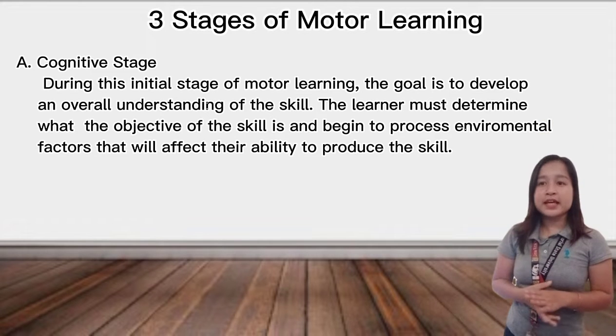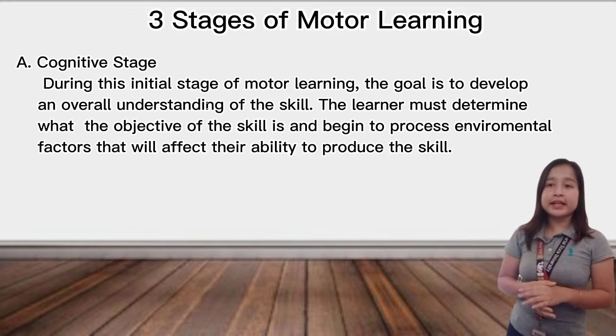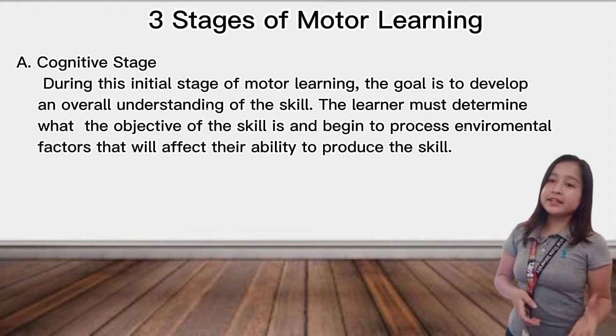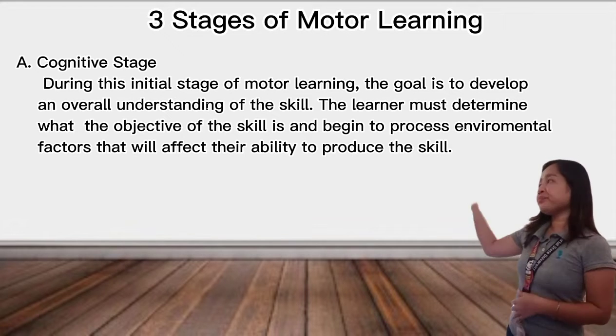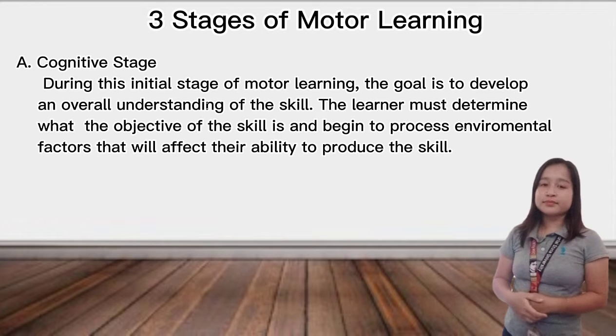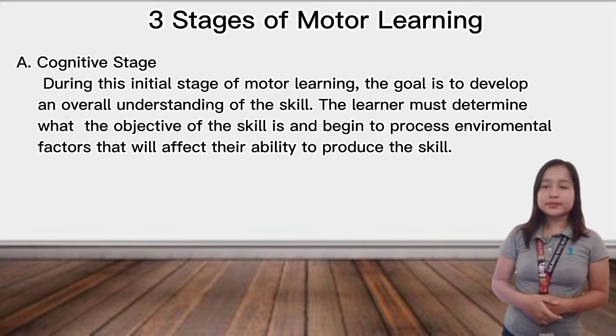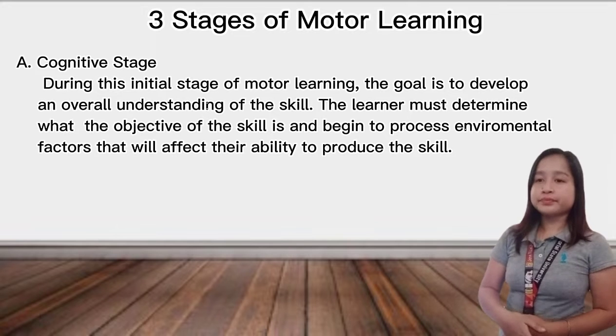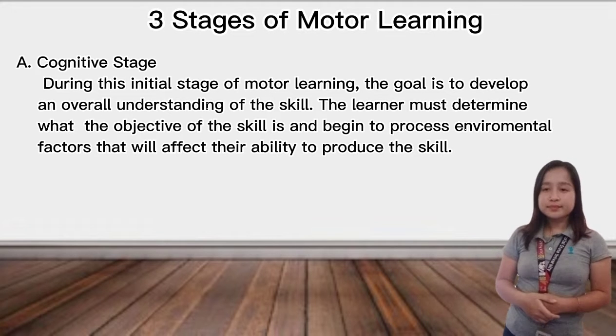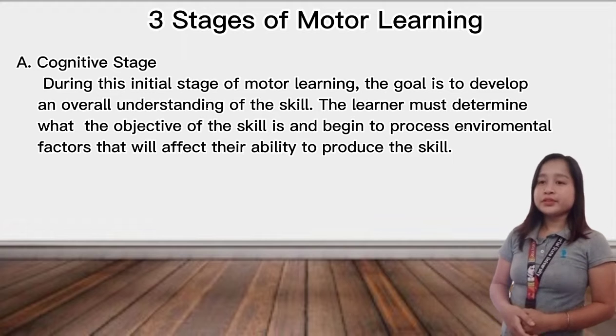Okay, there are 3 stages in which motor learning occurs. So what are they? Kindly read. Cognitive stage. During this initial stage of motor learning, the goal is to develop an overall understanding of the skill. The learner must determine what the objective of the skill is and begin to process environmental factors that will affect their ability to produce the skill.